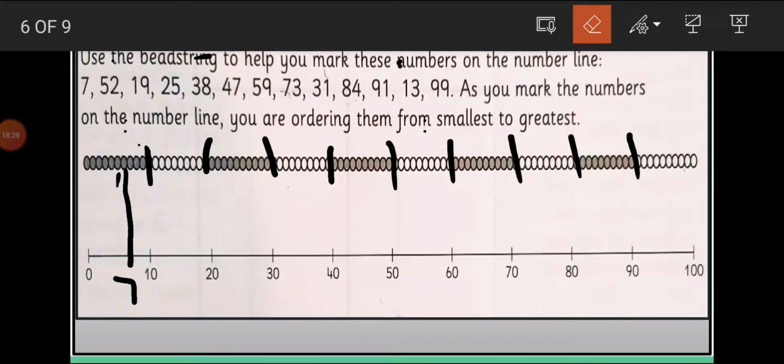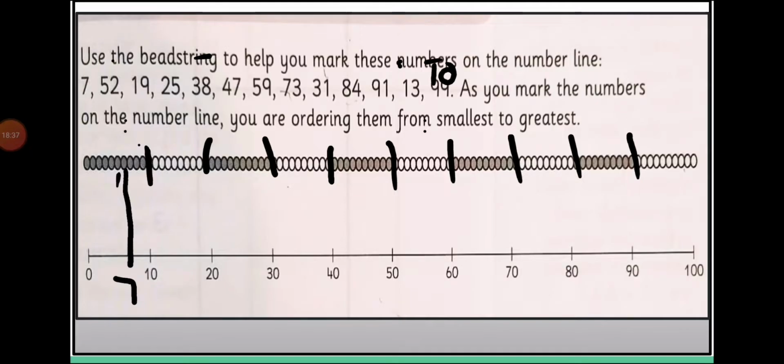Now the last number, it is 99. The right side digit is 9. I'm putting O for ones. The next is 9. I'm putting T for tens. So in 99, 9 are tens and 9 are ones. Again, you have to check out in bead string where is 90 or 9 tens. Then you count 9 more. Then mark it on the number line. Then put the number 99 on its correct place on number line.